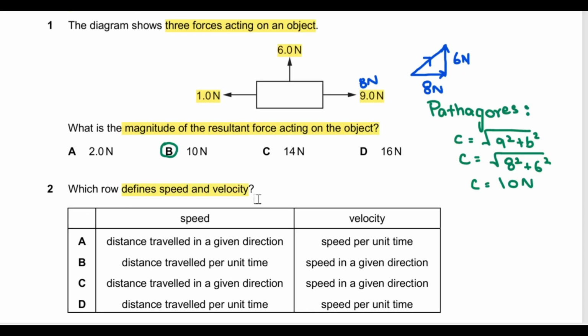Question number 2 says, which rule defines speed and velocity? Speed is a scalar quantity and velocity is a vector quantity. A scalar quantity has magnitude only, and vector quantities have magnitude and direction both. So for speed, we only need the magnitude, or we need the distance traveled per unit time. But for velocity, we need the direction as well. So B is the correct answer.